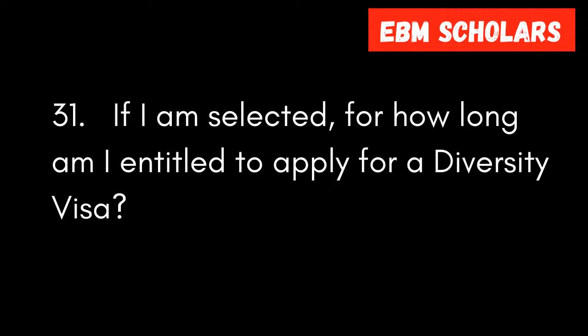Question number 31. If I'm selected, for how long am I entitled to apply for a diversity visa? So the point is, you applied for the DV 2022. For those who applied, the results came out in May. Basically, you can start right away. DV 2022 winners will be able to process their visa from October 1st, 2021 to the end of September 30th, 2022. That is the only time you'll be able to process for your visa, to get the actual diversity visa, the stamp on your passport.